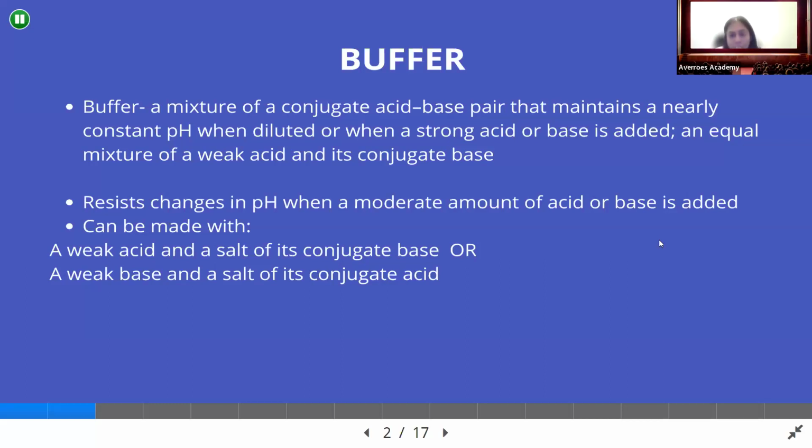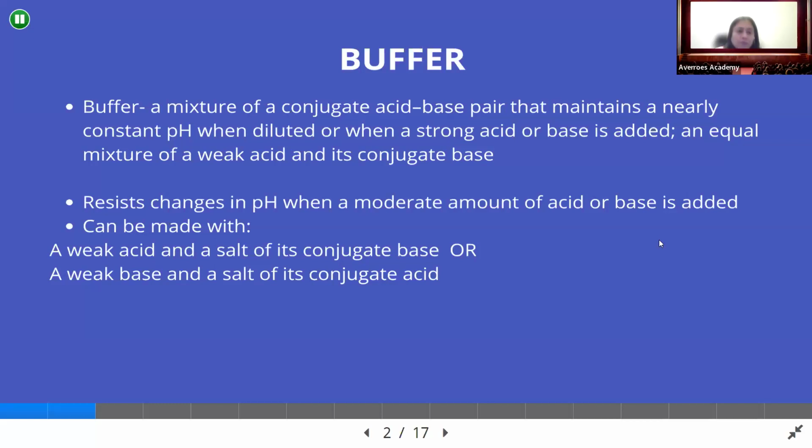It occurs at a volume of titrant that is basically one half the volume at the equivalence point. So you're adding more and more to the acid or base, but the pH is not changing. And the solution near these points has a special significance, which is called a buffer solution, or simply a buffer. So it's a mixture of a conjugate acid-base pair that maintains a nearly constant pH when diluted or when strong acid or base is added.